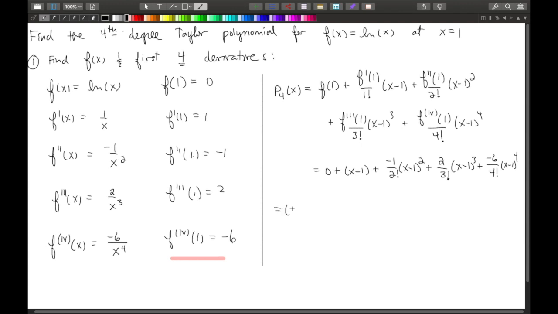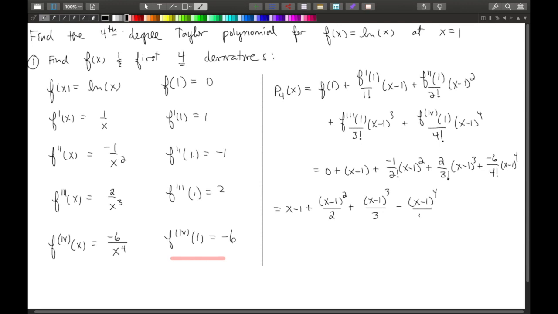Cleaning this up, x minus 1 added to x minus 1 squared over 2. 2 over 3 factorial is 2 over 6, which is 1/3. So this is x minus 1 cubed over 3 added to negative 6 over 4 factorial, which is 24. So negative 6 over 24 is negative 1/4. So I need to change this to a negative 4.